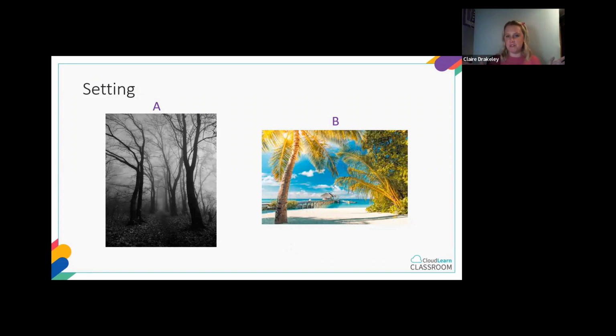Right, so this poll, setting A and setting B. I'm not going to describe them to you yet. Feel free to get your own feelings about these 2 settings. But we're going to write a ghost story, a scary, spooky ghost story. Which of these 2 settings would you pick? Please.